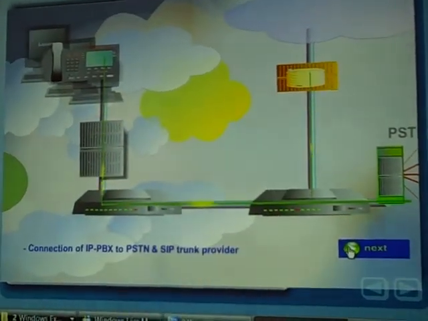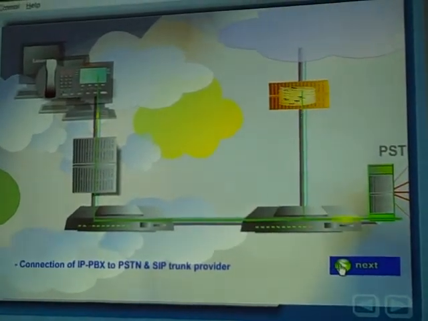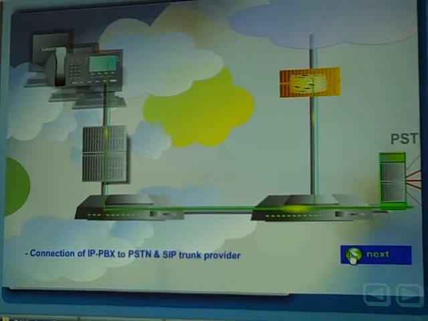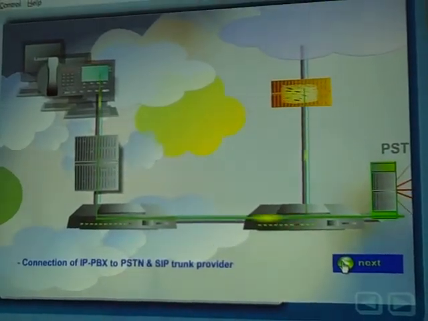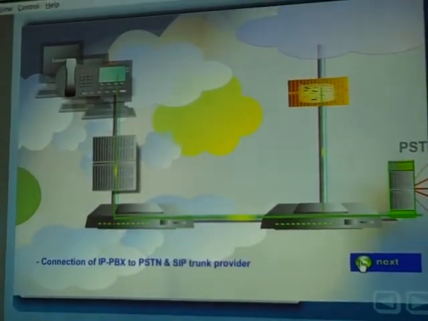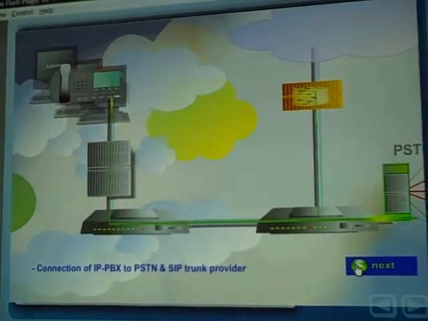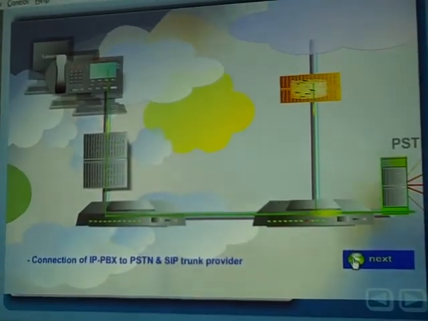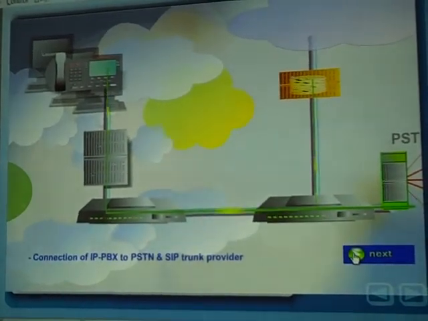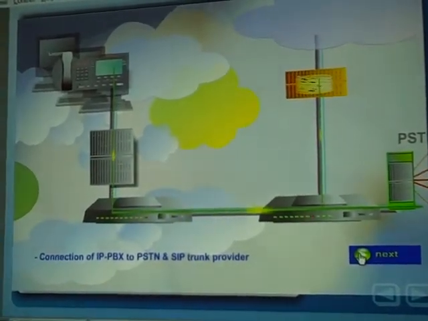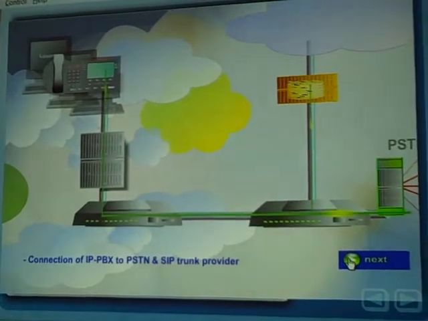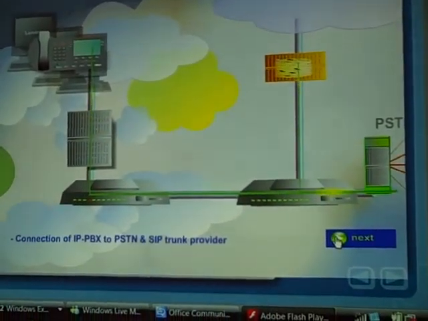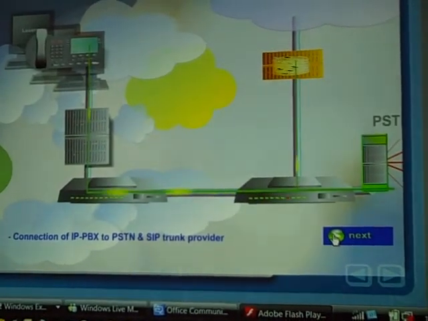The next application might be of an IP PBX to PSTN and SIP trunking provider. Now we're faced with a multi-vendor environment, different applications, as we've talked about before in other classes, maybe different kinds of SIP phones that exist out there. And we may want to have the media gateway provide that interface between the SIP trunking provider and the PBX and the IP PBX or the PSTN. So the media gateway provides a lot of different functionality for various customer applications.